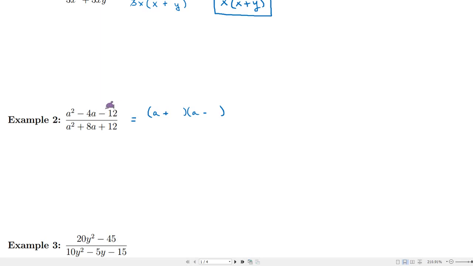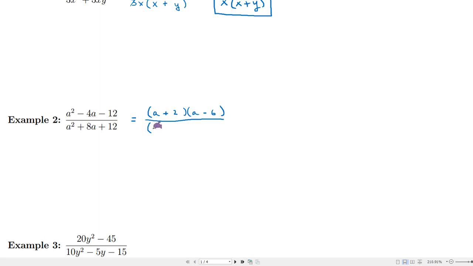Factors are 1 and 12, 2 and 6, 3 and 4. And the ones that are distance 4 apart are 6 and 2. So 6 times 2 will give us 12. But if I want to have a minus 4, then I'm going to have to give the minus to the 6, so that when we add the 2 to that, it will give us the minus 4. And you can check this, right? The product of these two is minus 12, and the sum of these two is minus 4, so that is the correct factorization.